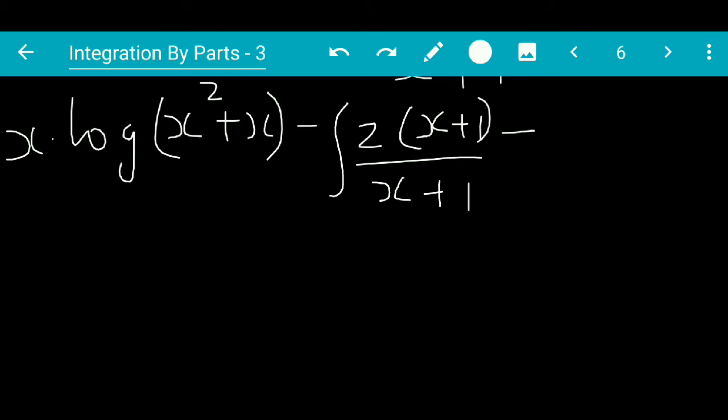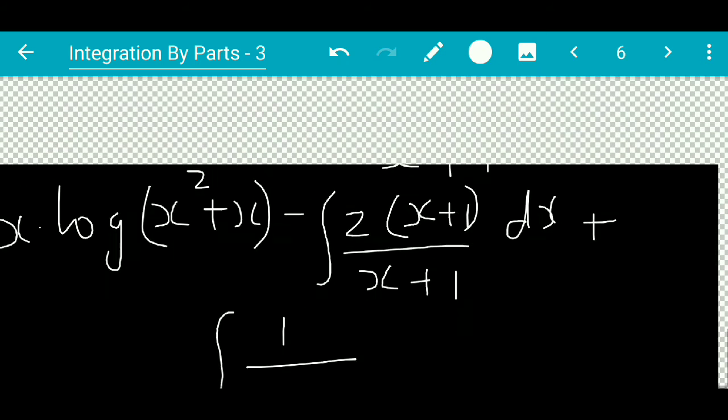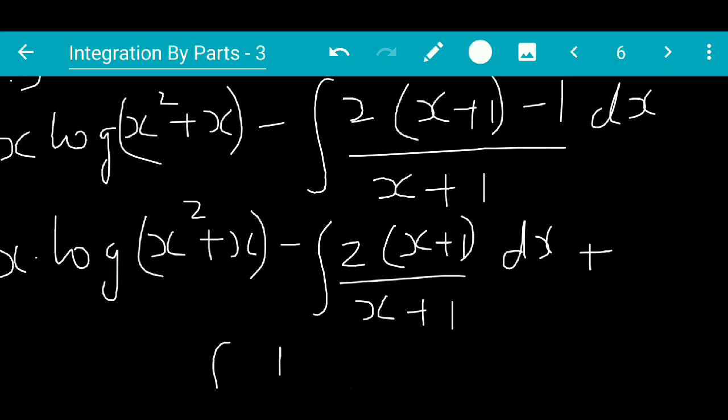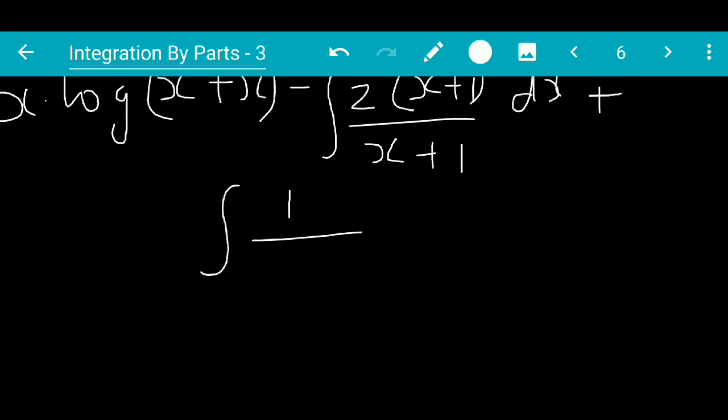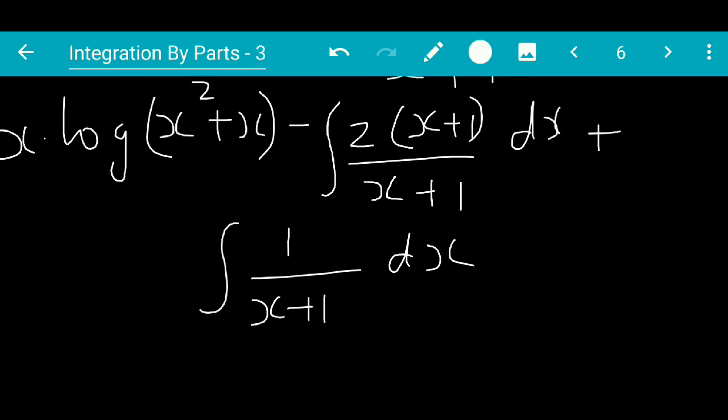Over here there is a dx term to be written. So dx, minus into minus becomes plus the integral of 1 upon x plus 1 dx. Now what happens is, over here x plus 1 and x plus 1 get cancelled. And the integral of 2 is 2x, as you know very well. And the integral of 1 upon x is log x. So 1 upon x plus 1 becomes log of x plus 1. So thus we solve the second term and the third term.